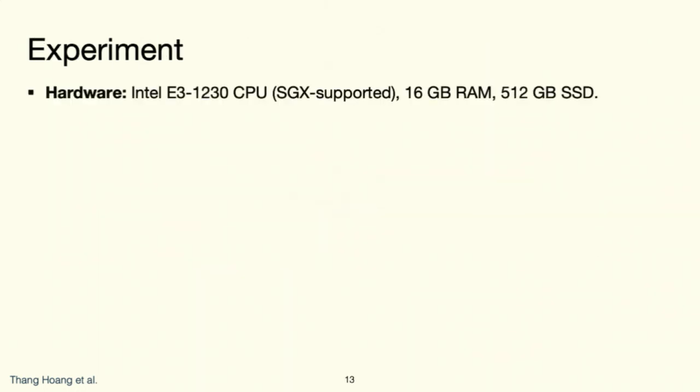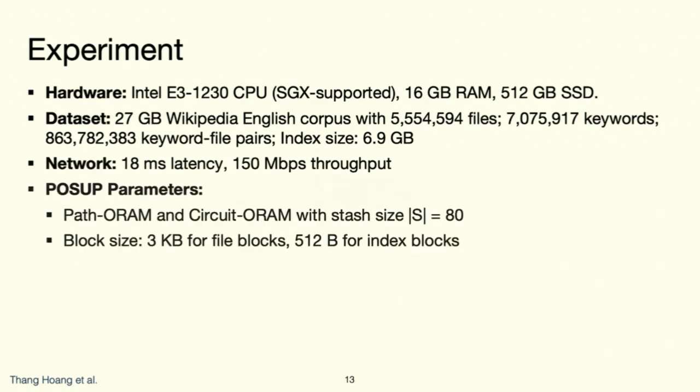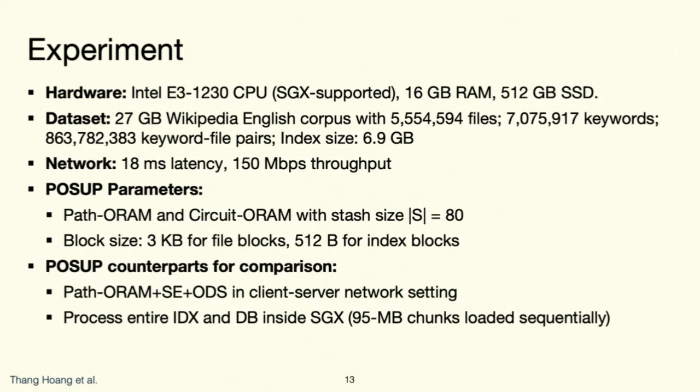So for experiments, this is our experimental setup. I will not enumerate them one by one. Basically, what we are mainly comparing is Path ORAM plus searchable encryption plus ODS. We choose Path ORAM over Circuit ORAM because it is a little bit more efficient in the network setting. And another comparison will be processing the entire index and database inside of SGX.